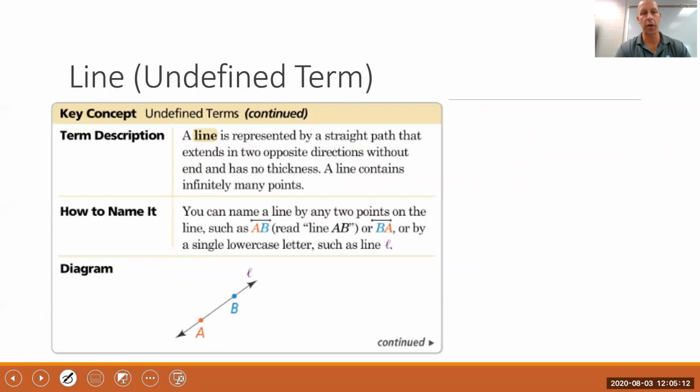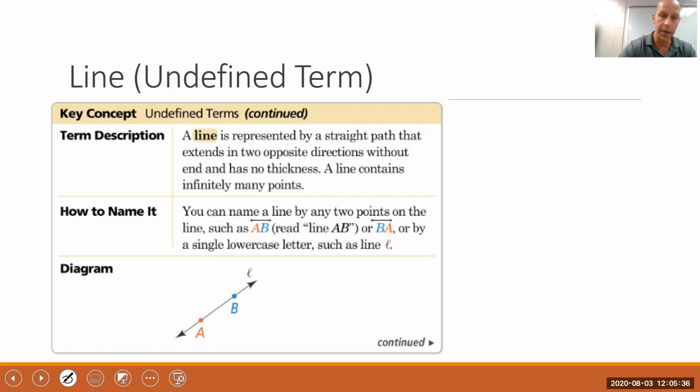The next term, which is also undefined, is that of a line. Down here we've got a diagram of a line. A line represents a straight path that extends in two opposite directions, has no thickness, and contains infinitely many points. In our diagram below, you'll see that this line has 2 points named, point A and point B.